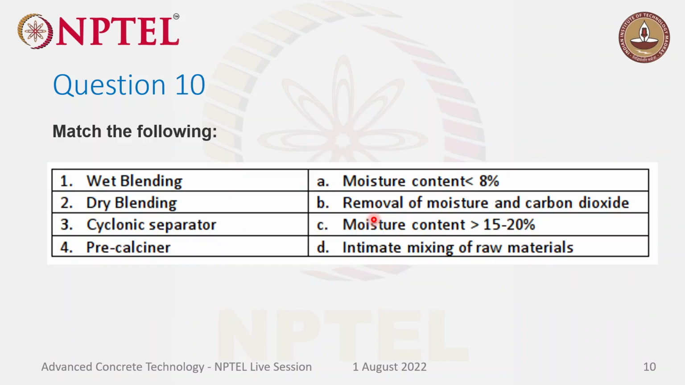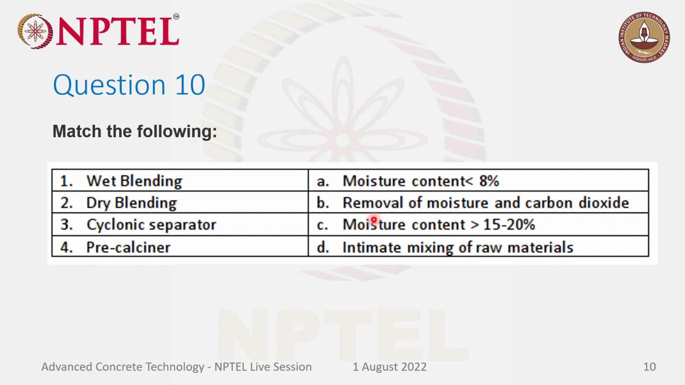Okay, let me move to question 10. For question 10 also you need to type the answer in the chat box. You have to match the left and right sections: when we go for wet blending and when we go for dry blending, and what is the role of the cyclonic separator and what is the role of the pre-calciner?